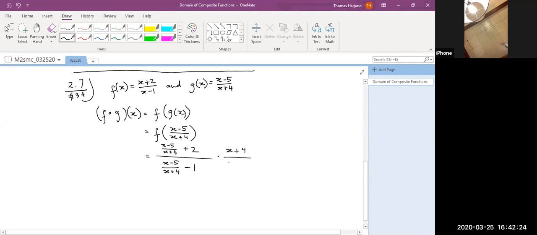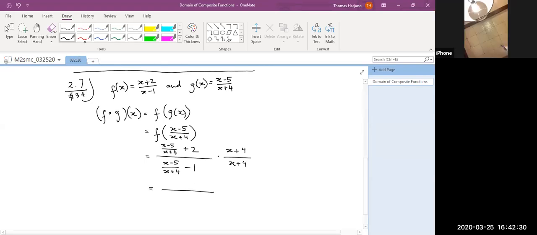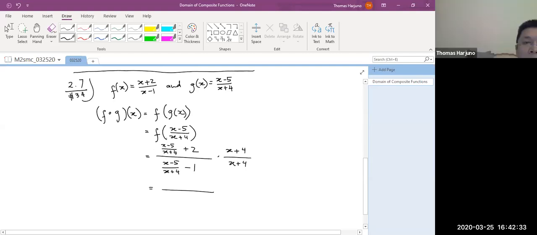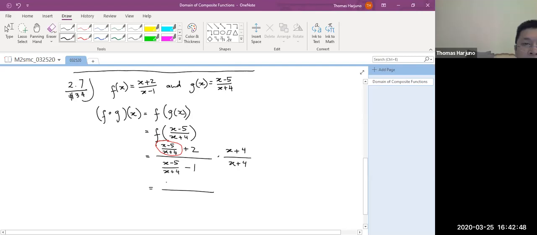Okay, and x plus 4. I multiply the top and the bottom by the LCD, x plus 4. So on the first term, on the top left here, oops, sorry, on the top left here, when I multiply by x plus 4, I get x minus 5. x minus 5, that's right. Plus, 2 multiplied by that is simply 2 times x plus 4, 2x.